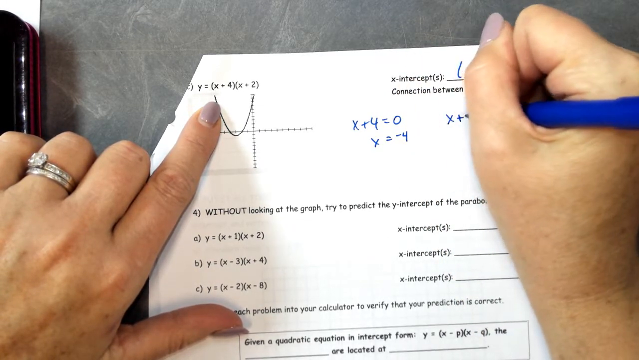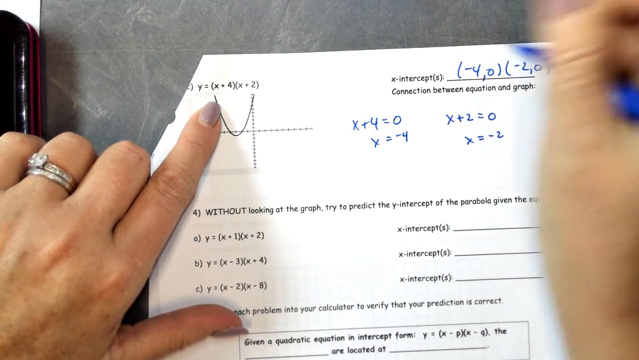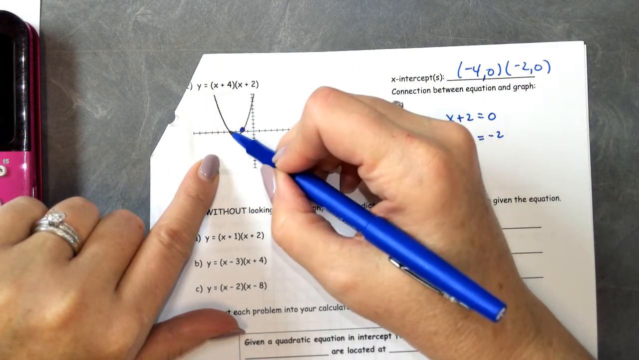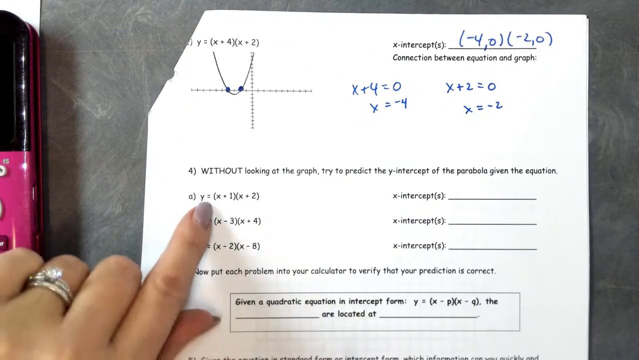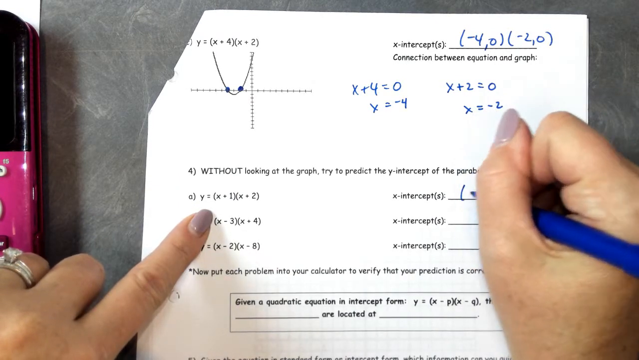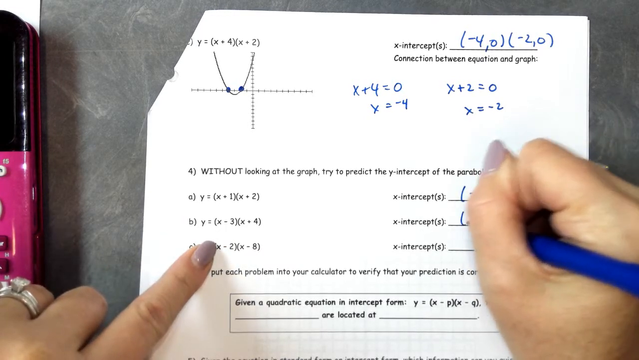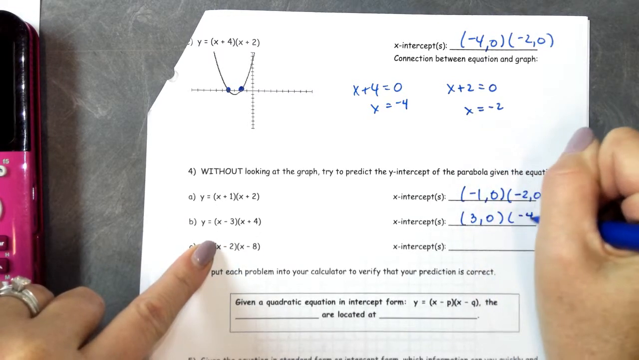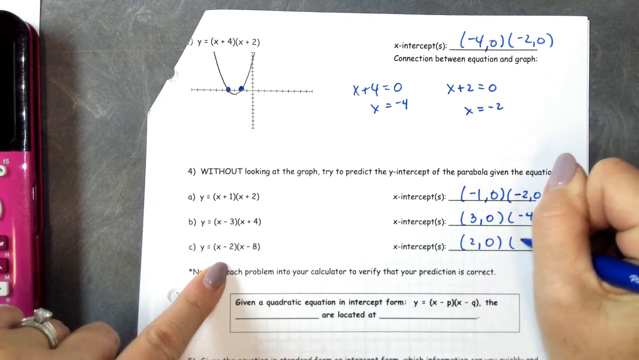And x plus 2 equal to 0. X equals negative 2. So negative 2, 0, and negative 4, 0. Without looking at the graph, try to predict. So we're just going to set each of these equal to 0. So negative 1, 0, negative 2, 0, 3, 0, negative 4, 0, 2, 0, 8, 0.